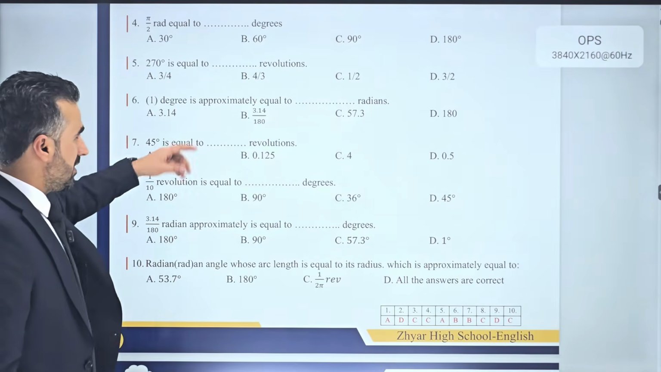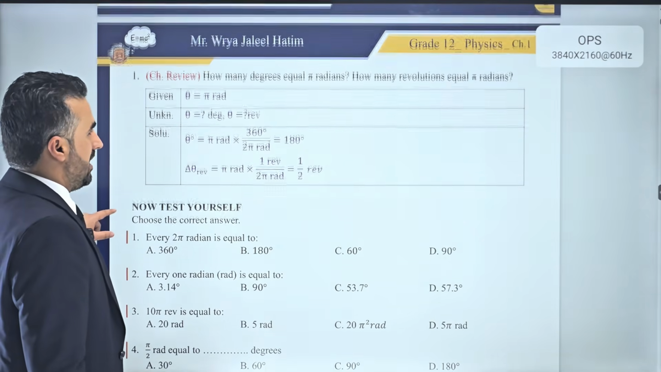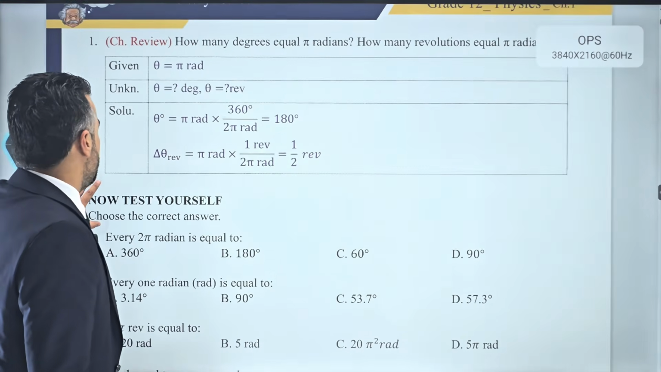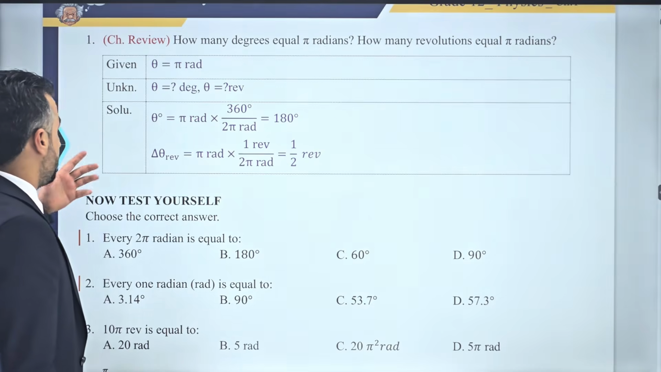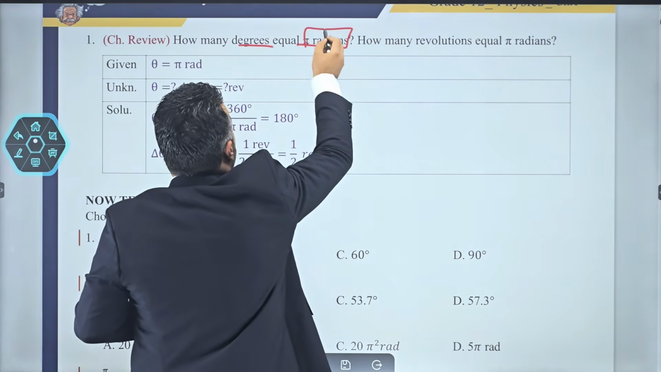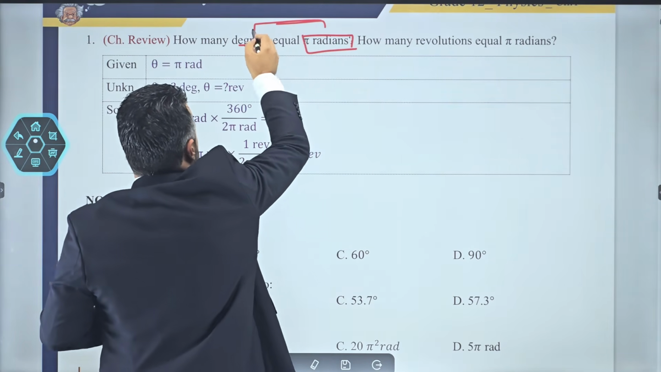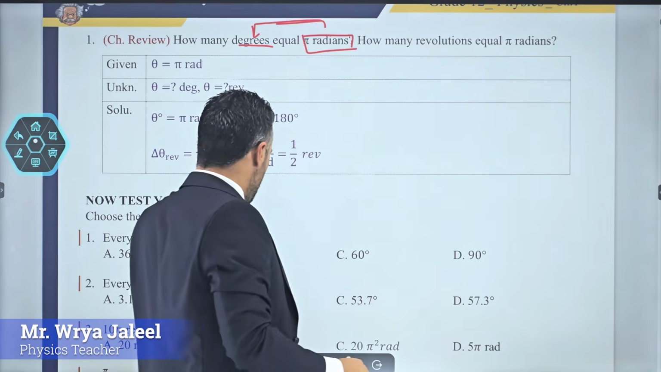You can practice the rest of the questions until you fully understand or master the concept. Now the last question for this session is this one. The first part says, how many degrees equal pi radian? Are they asking us to convert pi radian into degrees? Yes.